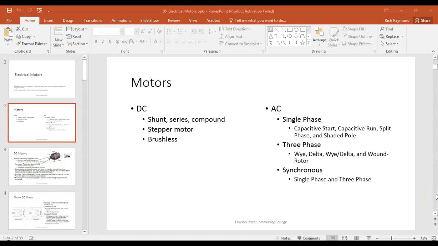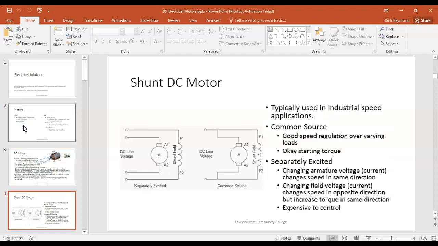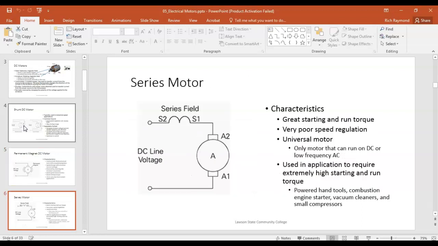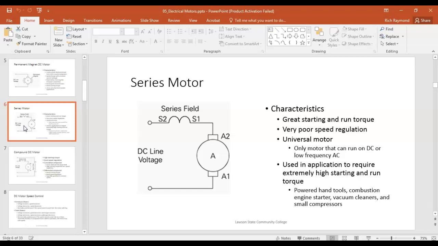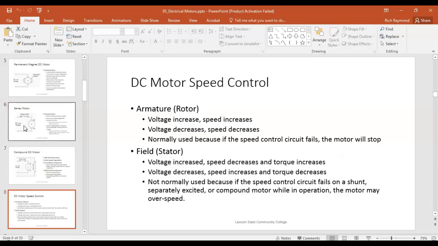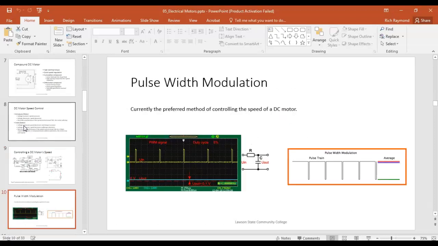So we know the two categories of electrical motors, right? Then we talked about DC motors, shunt motors, separately excited motors, permanent magnet motors. These are all that we have on our manufacturing line of permanent magnet motors. Looked at series motors. Sometimes these can actually be used on AC or DC. Talked about compound motors. Talked about how we reverse them.